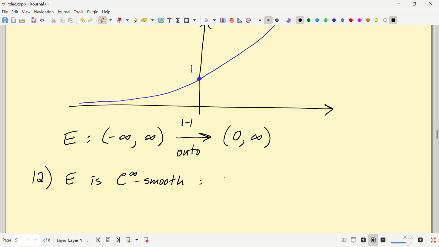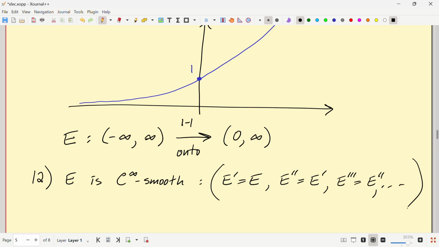Okay. e prime of e, we know that it's differentiable. And then when I differentiate that again, I would get e double prime equals e prime. And then I get e triple prime equals e double prime, etc.